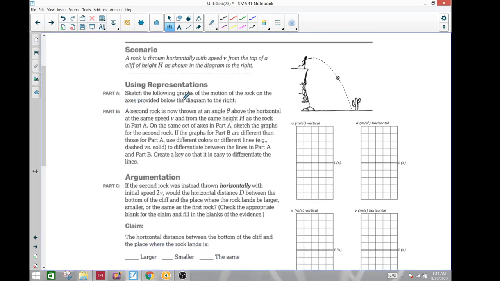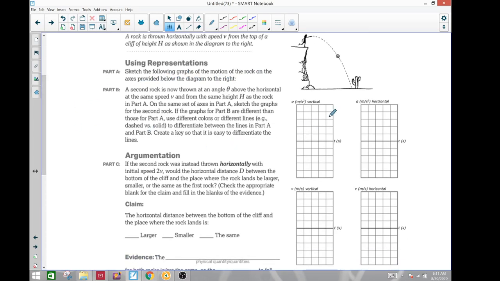Part A, sketch the following graphs of motion of the rock on the axes provided below the diagram to the right. Okay, so let's do that here. Vertical, horizontal. It looks like we have acceleration on one side and time on the other. Okay, so this is important. A couple things here.